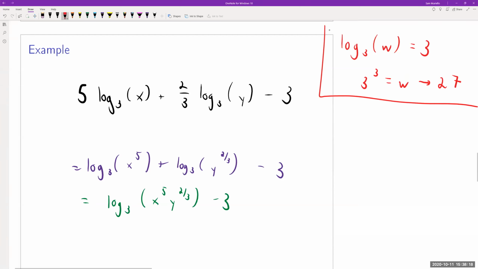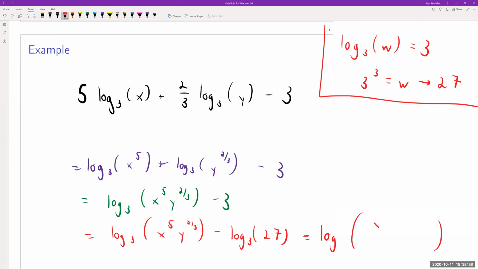So I can rewrite this line as log base 3 of x to the 5th, y to the 2/3, minus log base 3 of 27, which I can then simplify further since I have subtraction as division: x to the 5th, y to the 2/3 divided by 27.